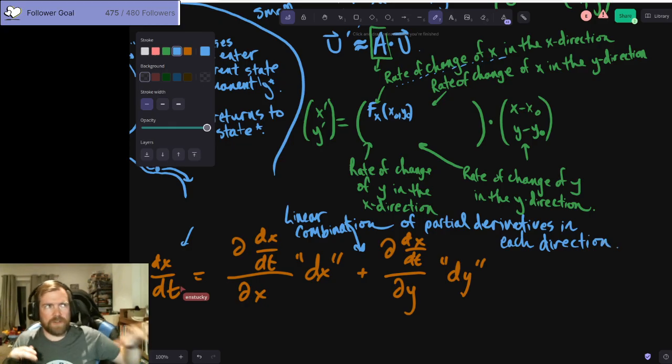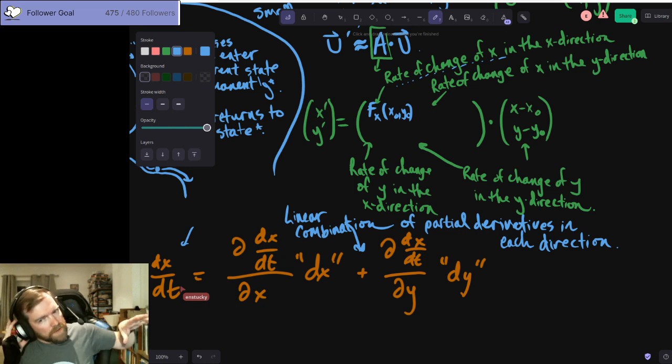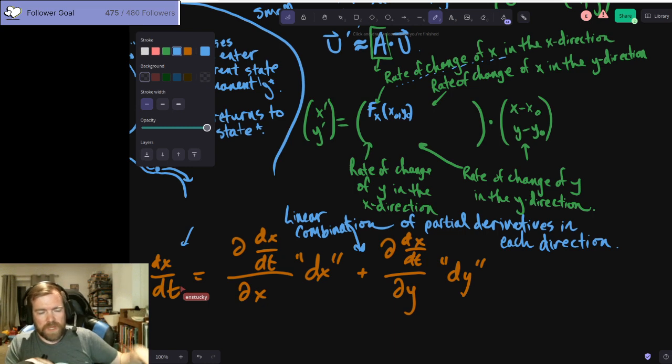Right, because we can't just consider the rate of change in the horizontal direction, because the system itself is saying that both the horizontal and the vertical change are going to contribute to the overall rate of change dx dt. Does that make sense? Yeah. Might be sort of hand wavy, and that's fine.